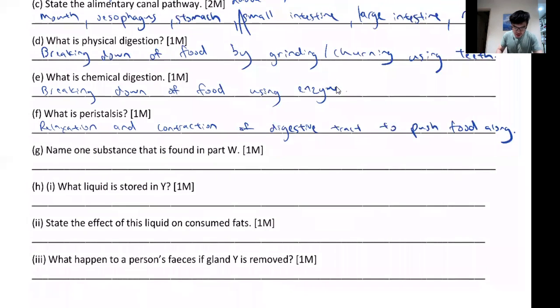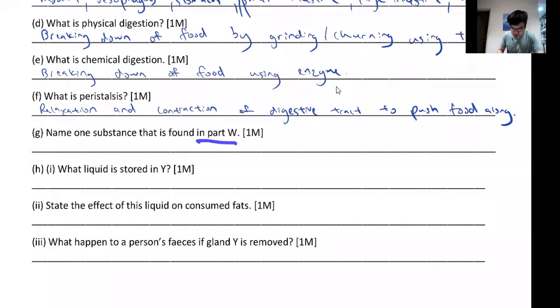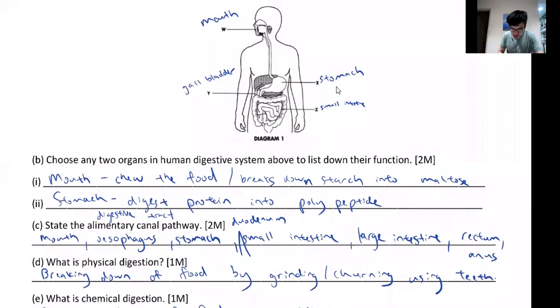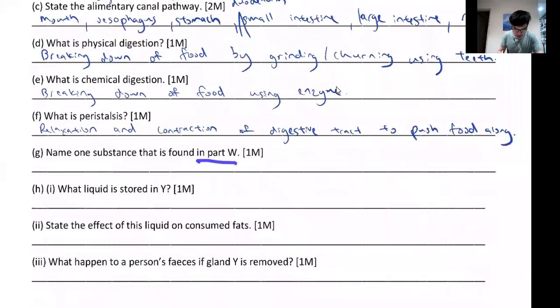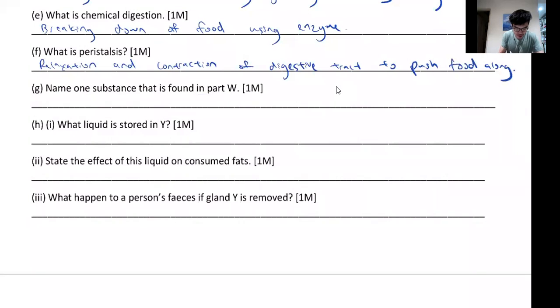Okay, so G, name one substance that is found in W. Where is the W? W is your mouth. So one substance that is found in W, that would be your saliva. Okay, your saliva. So your saliva is an enzyme. They are there to wet the food and to break down food.